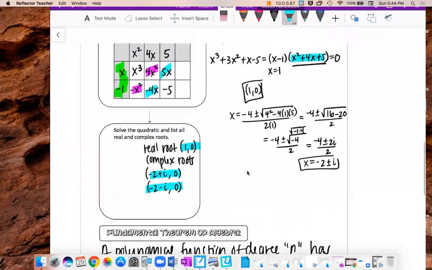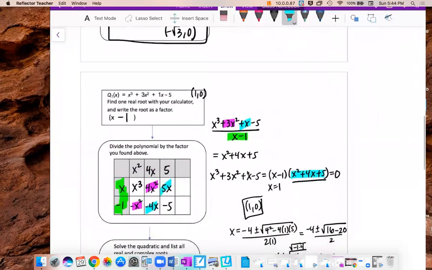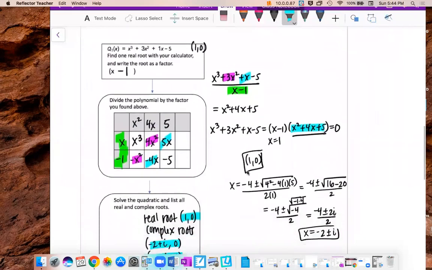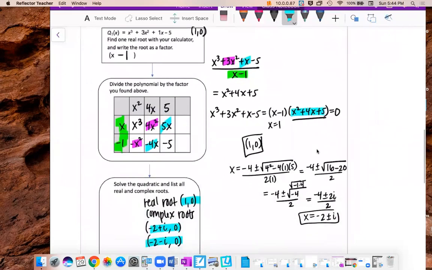Okay, guys? So your steps: you plug your equation in, find a root, write the root as a factor, do division until you get yourself down to a quadratic, and then you're probably going to have to use the quadratic formula to solve because there's a good chance this isn't going to be nice. If you get to this quadratic and it's factorable, please factor, and then you're just going to list out all of your solutions, okay?